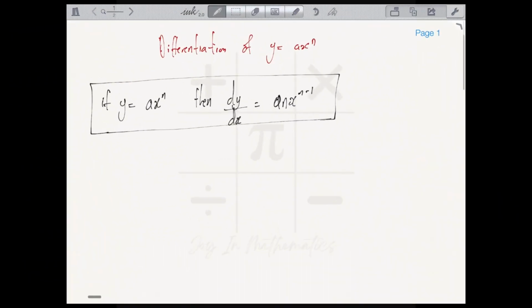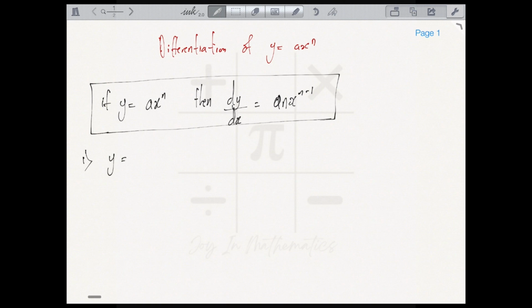Let's begin by considering the differentiation of y equals ax raised to power n. Now, if we are given the function y equals ax raised to power n, we know that our dy/dx is equal to an multiplied by x raised to power n minus 1. Let's consider some examples.